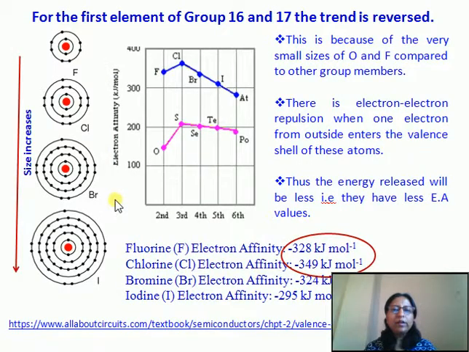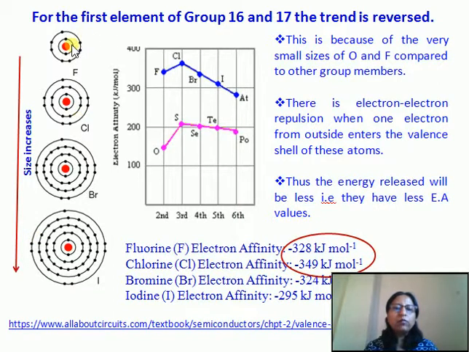Another important finding which I want to share with you is seen in case of group 16 and group 17 elements. For the first element of group 16 and group 17, the trend is reversed. Trend means the electron affinity value: as we are going down, the size is increasing. So what will happen? The electron affinity value will decrease as the size increases.